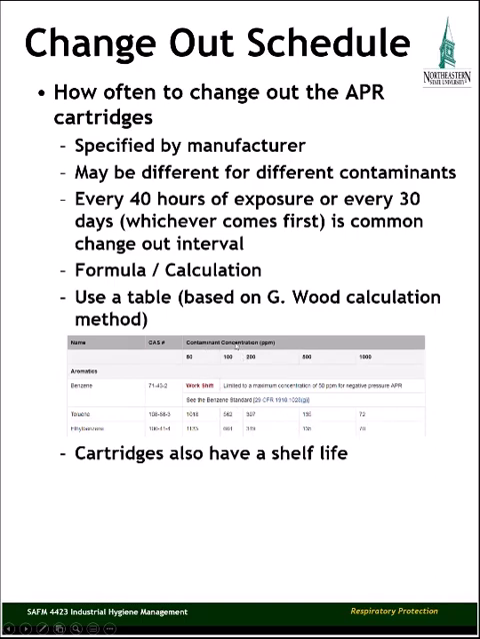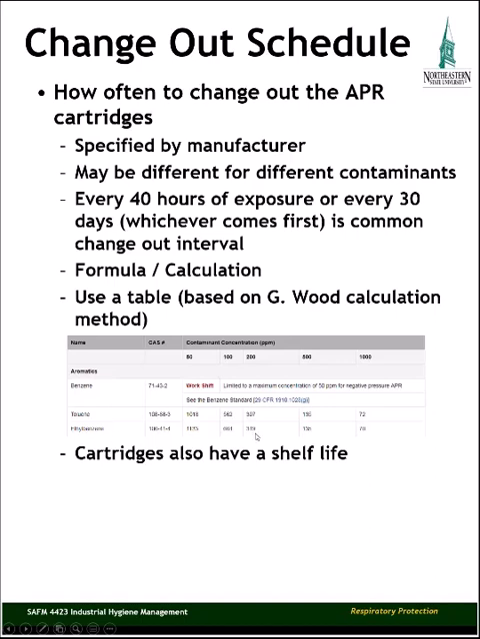And the table is based upon the contaminant concentration. If you're working in a concentration of toluene where it's 1,000 parts per million, you'll want to change it out every 72 hours of exposure.